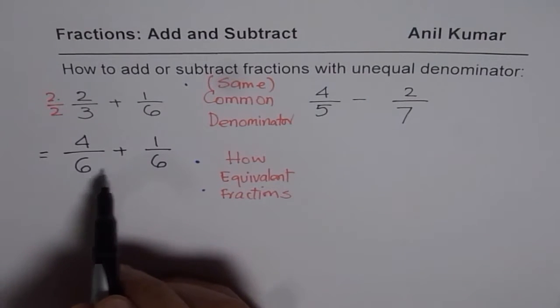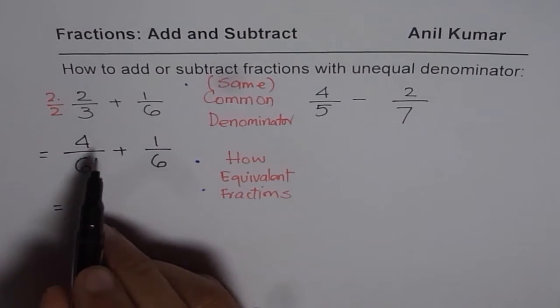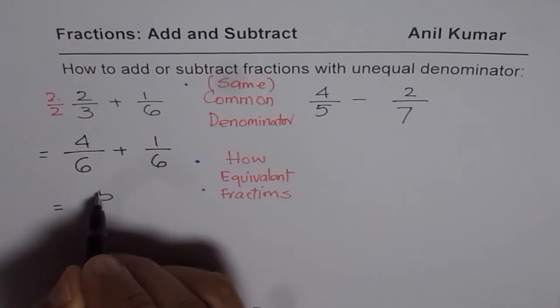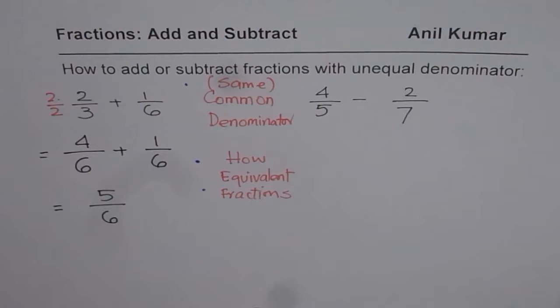However, here we have the same denominators. Once you have the same denominators, then you can add numerators. 4 plus 1 is 5. So I can write this as 5 over 6. Do you see that? So once you have the same denominators, then you can add or subtract numerators and you get 5 over 6. So that is how you do it.